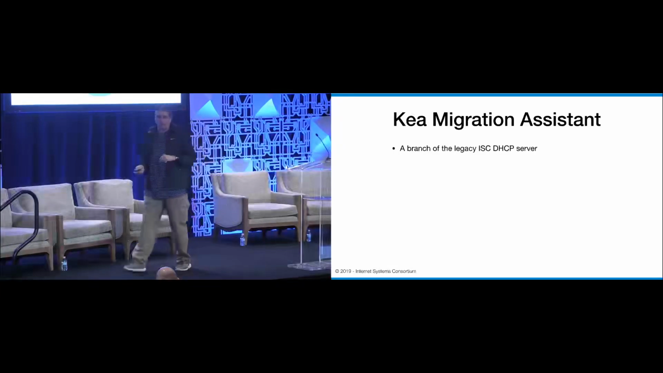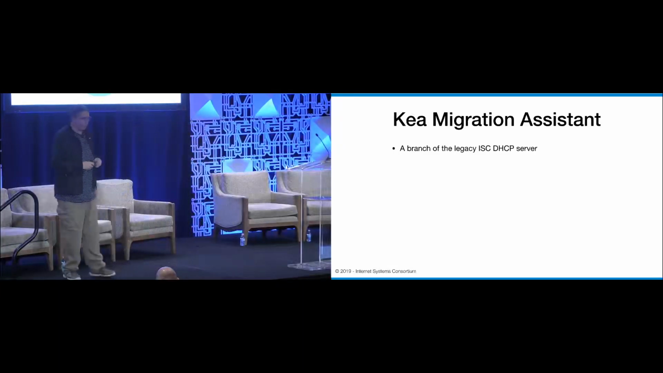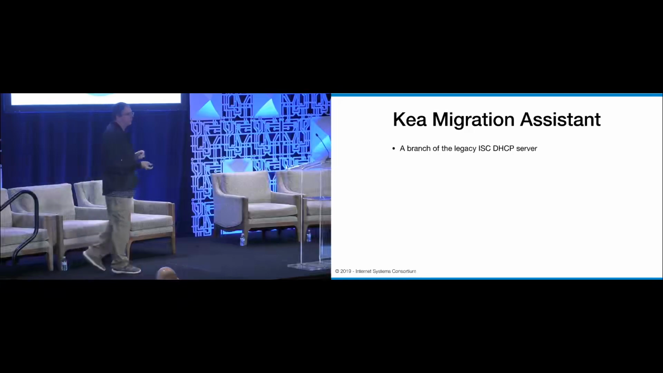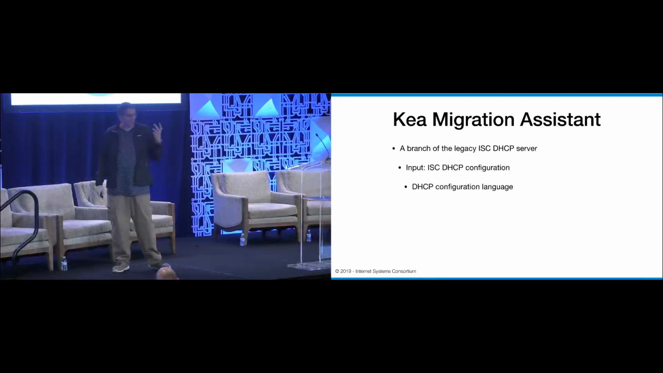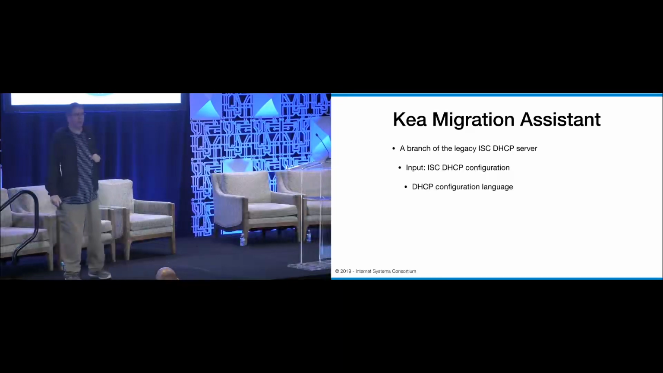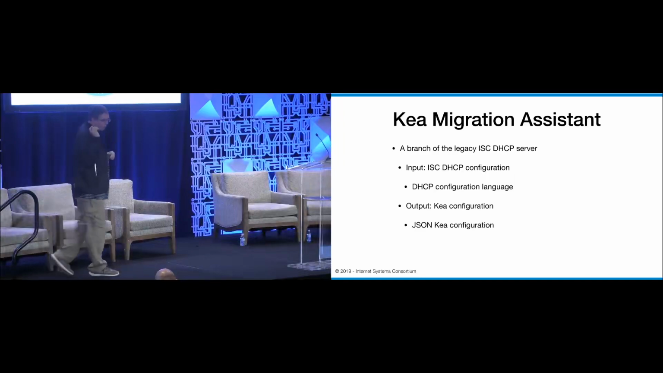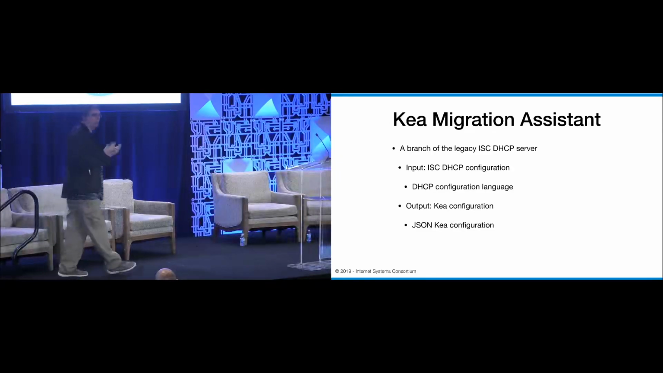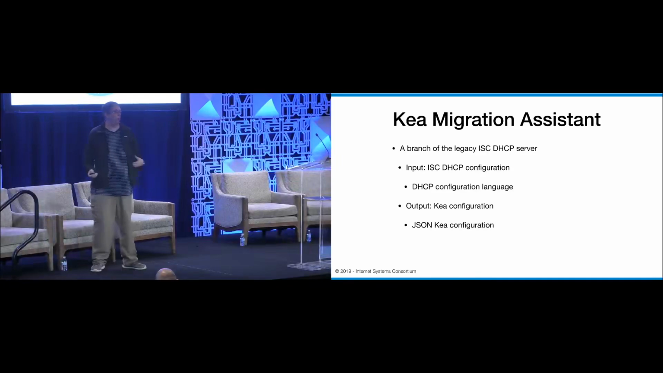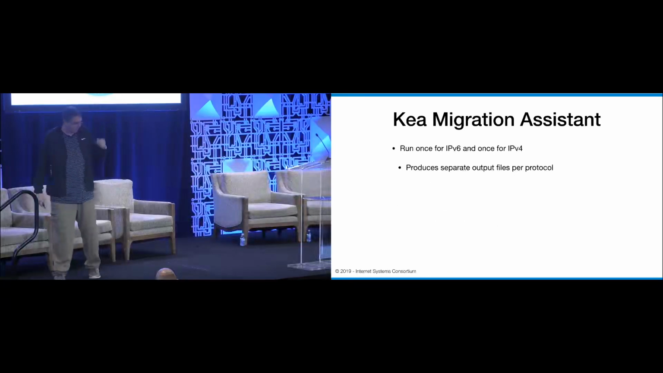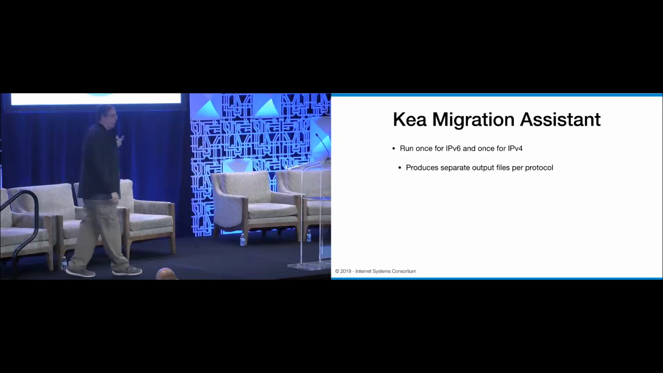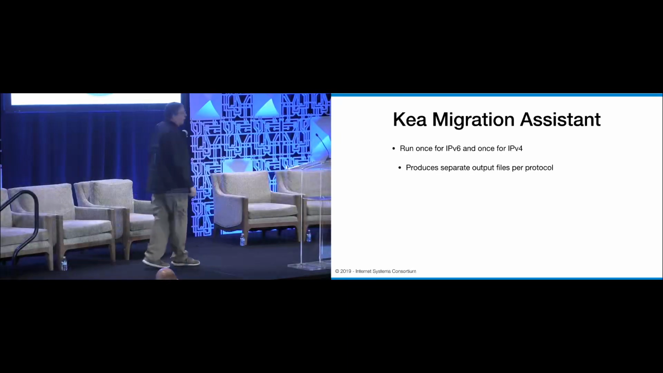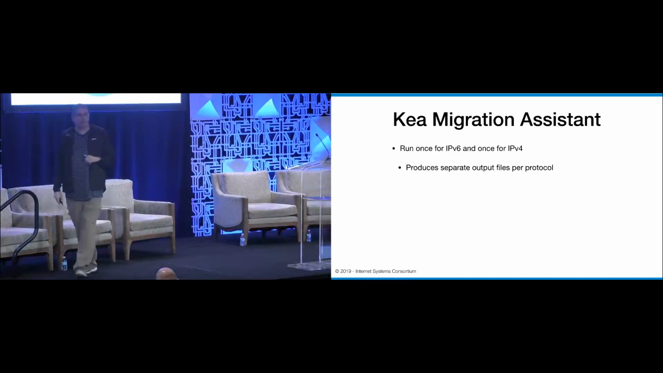So the Kea Migration Assistant, or KEA-MA, is a branch of the legacy ISC DHCP server. It takes as input the DHCP configuration file. It provides as output the JSON Kea configuration. Sounds fantastic, right? And it is, because it gives you a really good start on how to do your migration. Kea is a little bit different than the ISC DHCP server because it actually runs two separate daemons, one for IPv4 and one for IPv6.